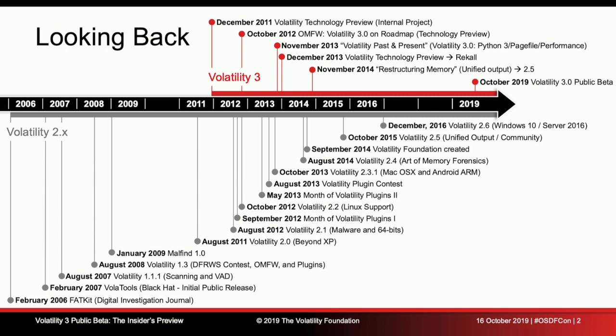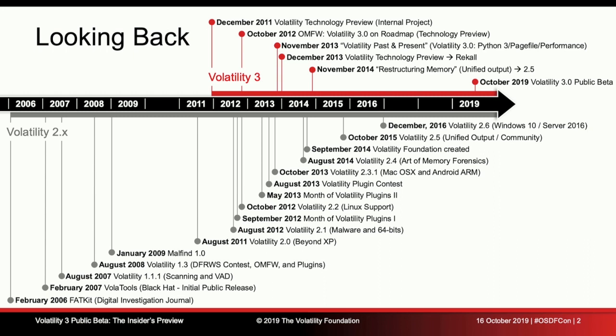2012, 2013, we started saying Python 2 is going to go out. Python 3 has been out for like 4 years. We probably ought to start jumping on that bandwagon. And unfortunately, it took us a really long time to get there. But we continued supporting Volatility 2.